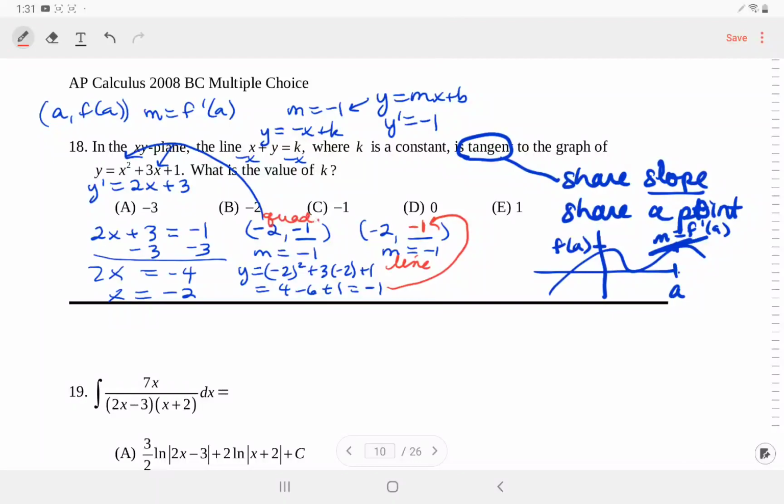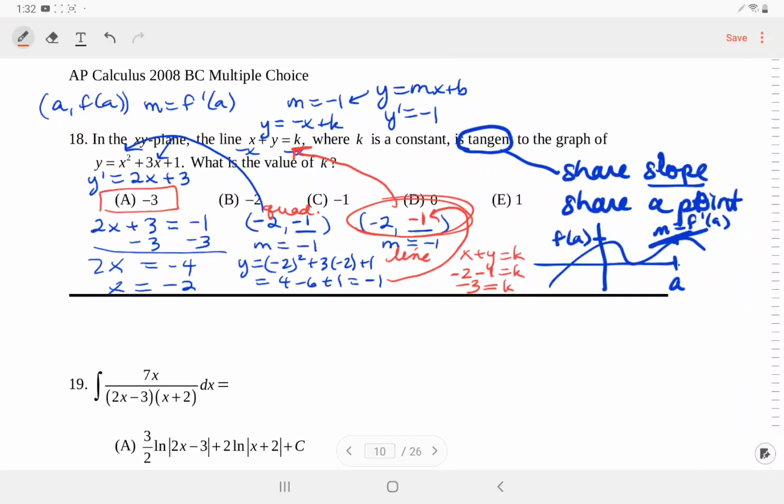I need both of them to have the same y value, which means that this point has to make this equation true. So I'm going to say that x plus y equals k. My x is negative 2. My y is negative 1. So k must be negative 3. So k is negative 3.